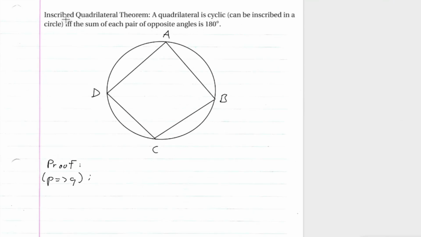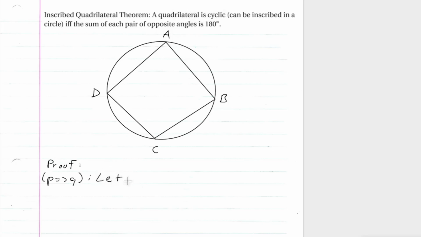Okay, so we're going to prove the inscribed quadrilateral theorem, which states that a quadrilateral is cyclic, aka can be inscribed in a circle, if and only if the sum of each pair of opposite angles is 180. Since this is an if and only if statement, we're going to do the P implies Q first. That means we're going to let ABCD be cyclic, right?